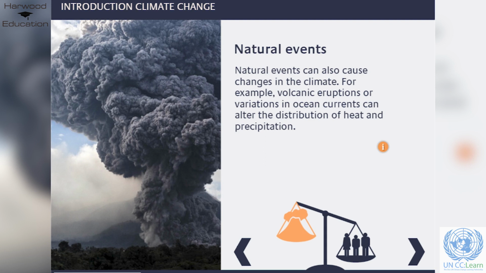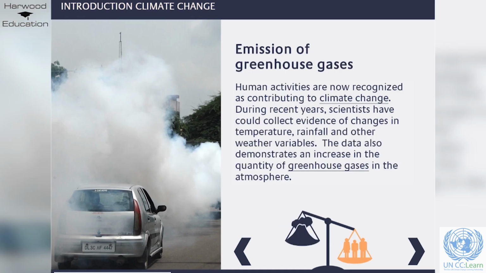Natural events. Natural events can also cause changes in the climate. For example, volcanic eruptions or variations in ocean currents can alter the distribution of heat and precipitation. For example, El Niño. Emission of greenhouse gases. Human activities are now recognized as contributing to climate change.